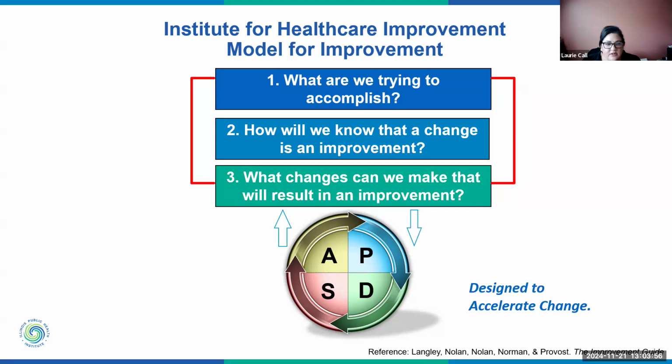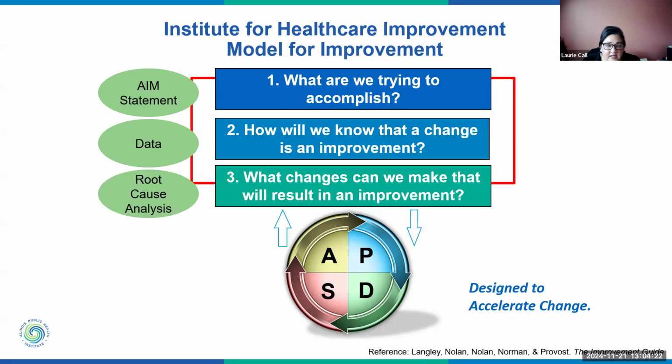So in the model for improvement, there's really these three main components. What are we trying to accomplish? And when we think about what are we trying to accomplish, that is really the aim statement. An aim statement is just that. What are we trying to improve? What are we ultimately trying to accomplish? What do we want to see? And how will we know that a change is an improvement? That is our data, that we have baseline data and we know how we're going to be measuring that ongoing. And then what changes can we make that will result in an improvement? We are identifying that and figuring that out by using problem analysis or root cause analysis tools. And then those are sort of the big key three parts going into this.